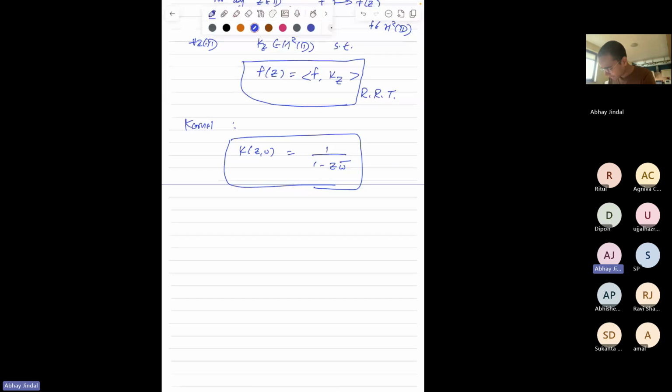So that means that k_z at w is k_z(w). I'm talking about this k_z. This is a function, an actual function on the disk. How is it defined? It is defined this way.